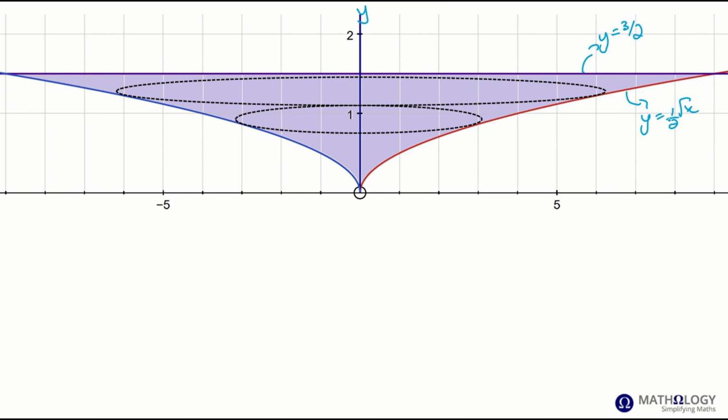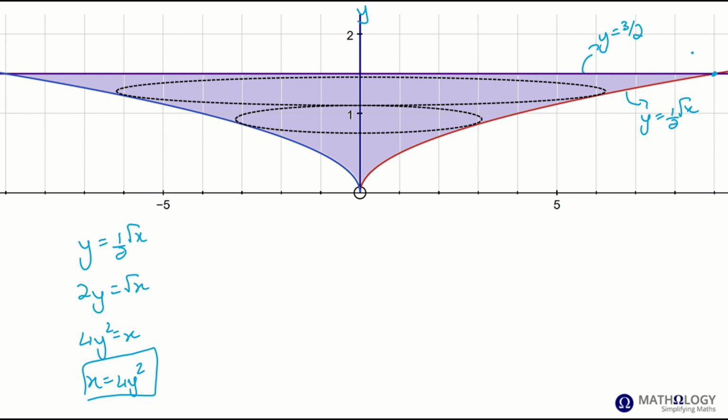In other words, these functions need to be expressed in terms of y. This curve y equals a half root x is y expressed in terms of x. We now need to manipulate this and make x the subject. So the first thing we're going to do, multiply both sides by 2, so 2y equals root x, and now we square both sides, so 4y squared equals x. X equals 4y squared is the curve that we're working with, and now the point here, which was P, is (9, 3/2).